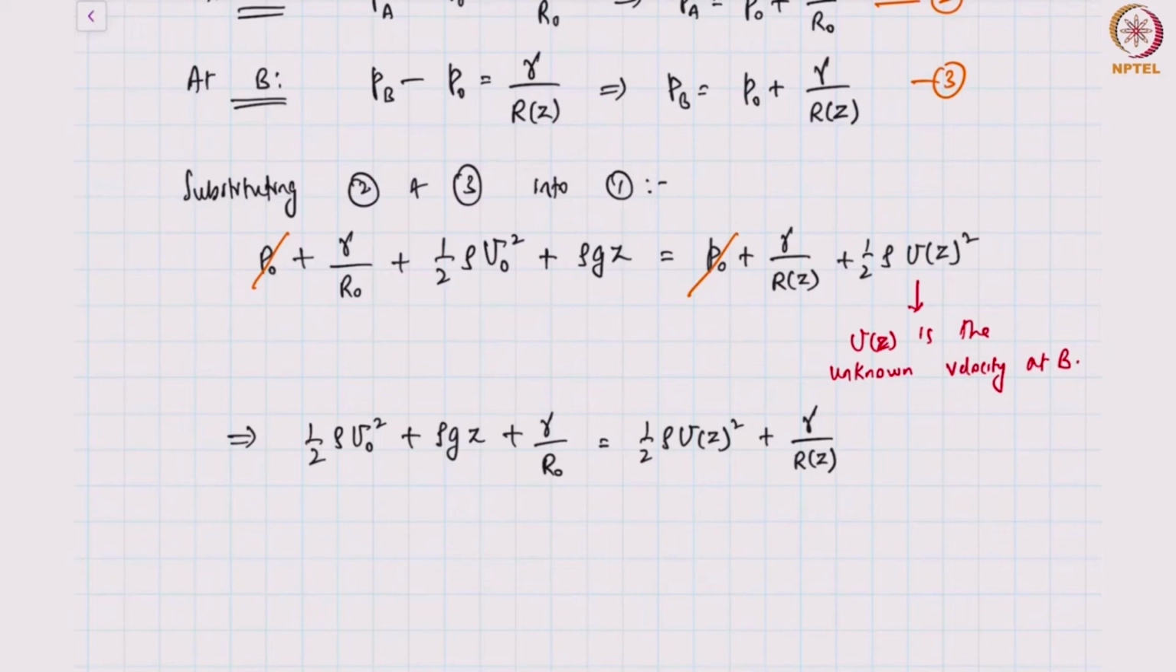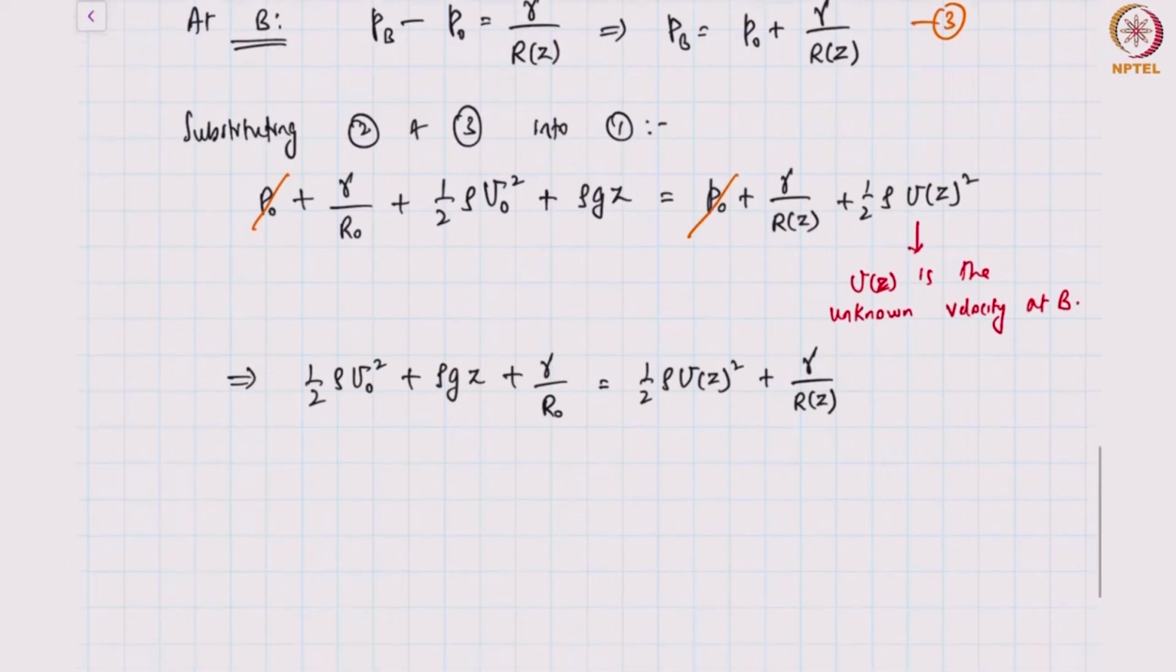What do I know in this relation? I know U naught, I know R naught, I know the density of the fluid, I know the value of gravity. What is unknown here? I do not know R of Z, that's the radius of the jet at any arbitrary location Z. I also don't know its velocity. We can rearrange this in terms of U of Z by U naught.